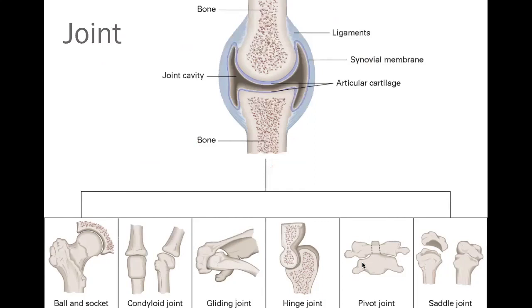A pivot joint is anything that's going to rotate around an axis. So here's a picture of our cervical spine, so up in our neck, to be able to allow us to shake our head no. That's caused by a pivot joint. And then we also have saddle joints, and it's looking at the shape of it and that it's actually like creating a saddle that's sitting in there.